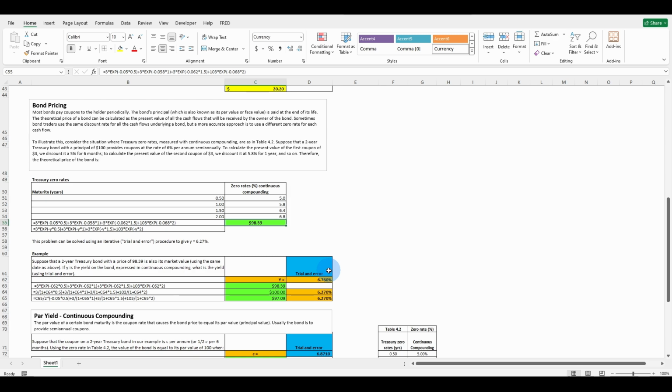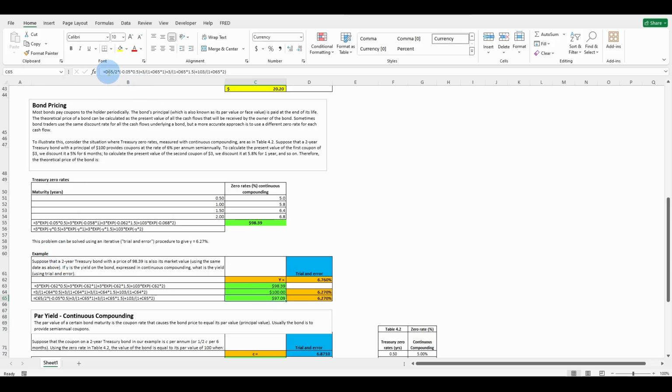This problem can be solved using an iterative trial and error procedure to give us 6.27 to come up with the rate. We've done this before. What we're going to do is take this formula and equate it to this trial and error number, and then you just plug and chug. You change this number. It has to equal 98.39. We take the same number and do trial and error to come up with $100, 6.27, and then 97. So again, I do a lot of scribbling. The question is, what rate takes us back to par value? And then what is this 97.09? We have to go back up.